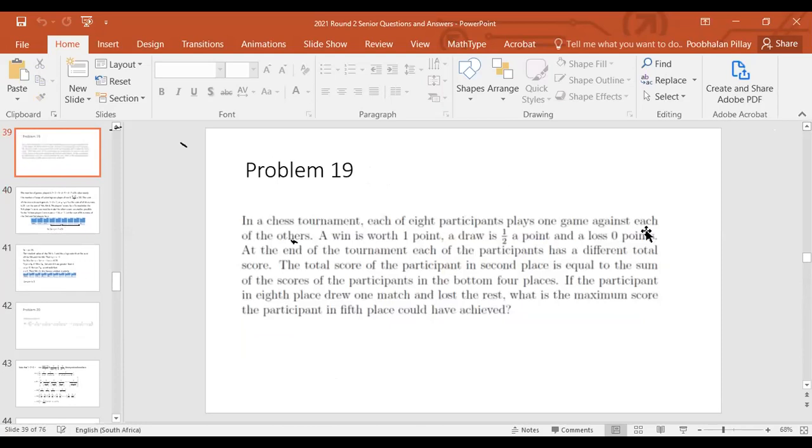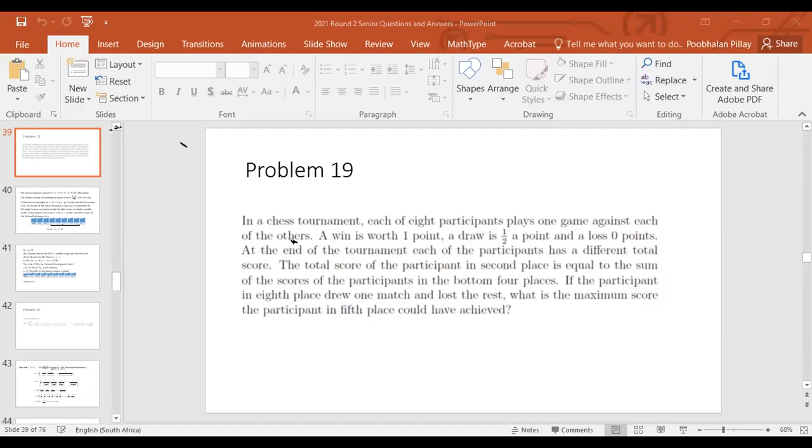Problem number 19. Let's have a look at problem number 19. This was also a nice problem, which I found quite demanding. It took quite a lot of time because I was doing the wrong thing. All right, now problem number 19 is about a chess tournament. And there are 8 participants.